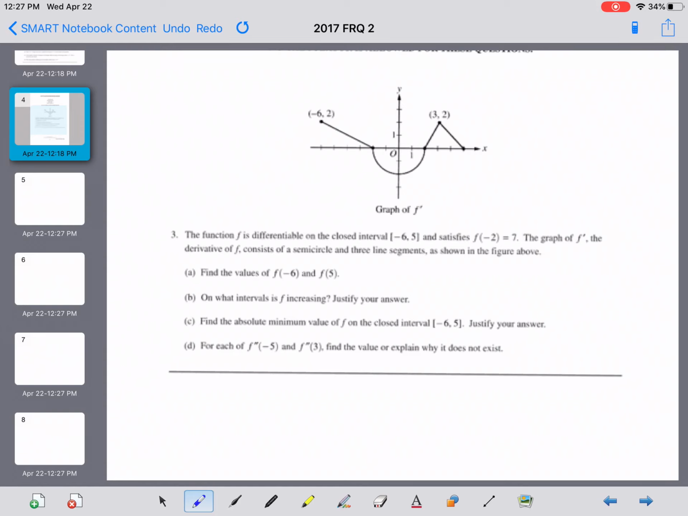All right, guys, here we go. This is 2017 free response question number 3. This would be the first of the non-calculator problems on the free response section right here. And what do we have right here? We've been given a graph of f prime.